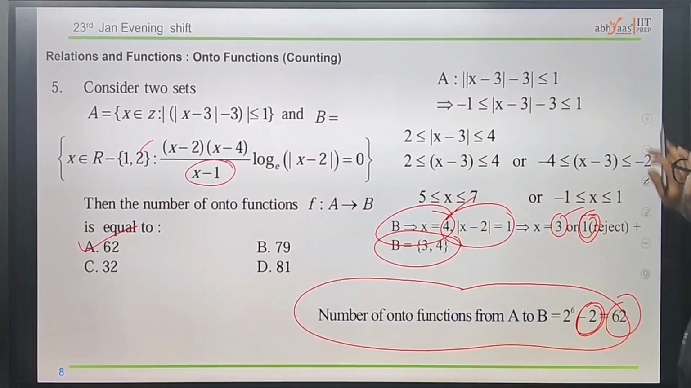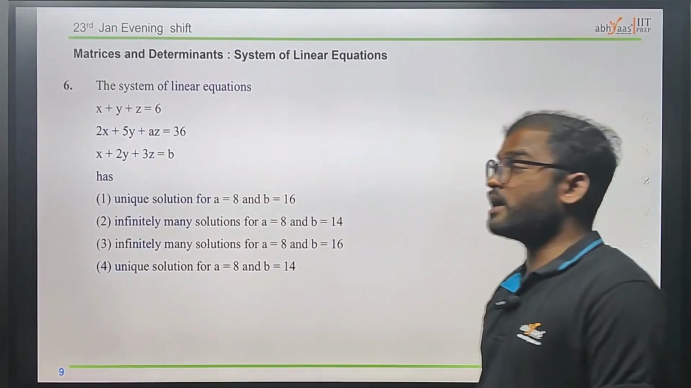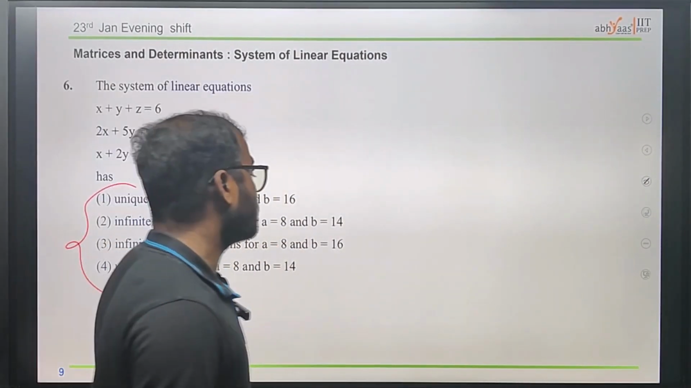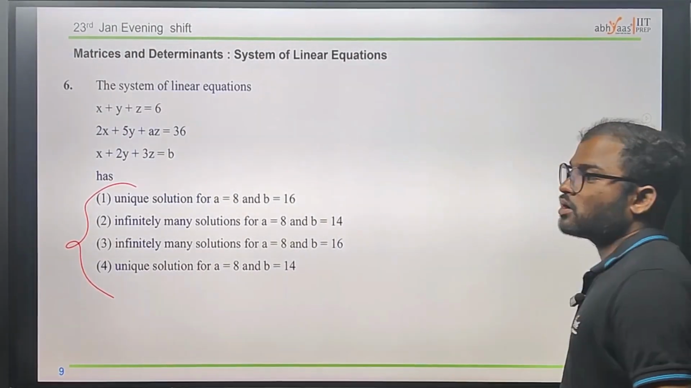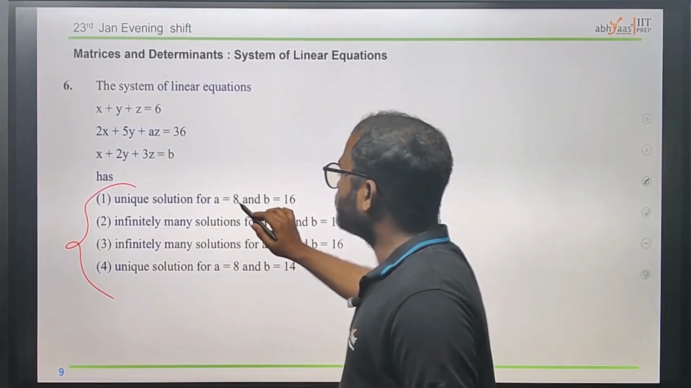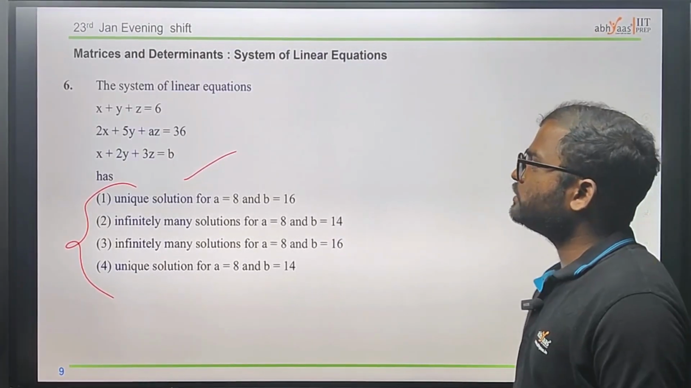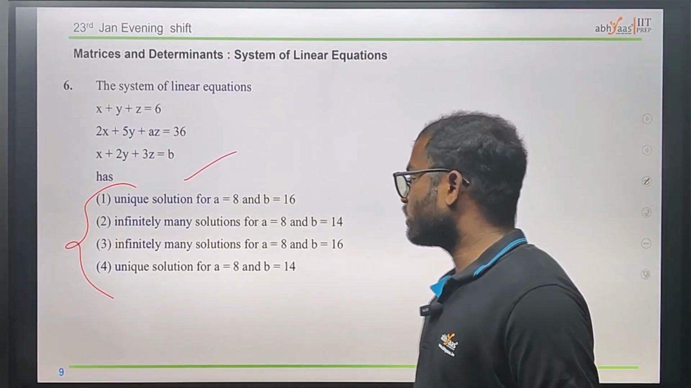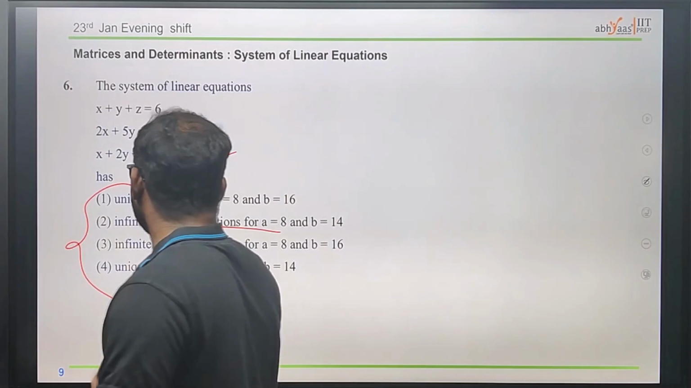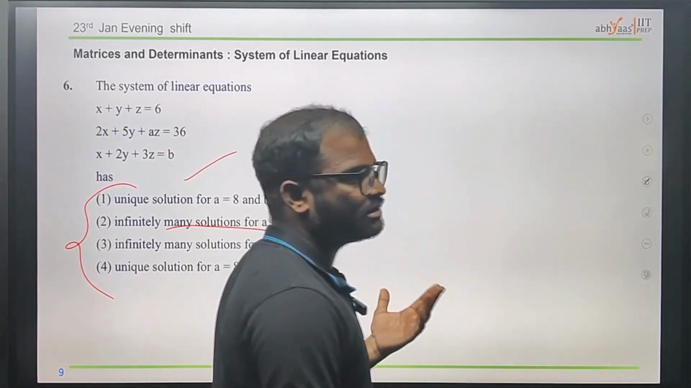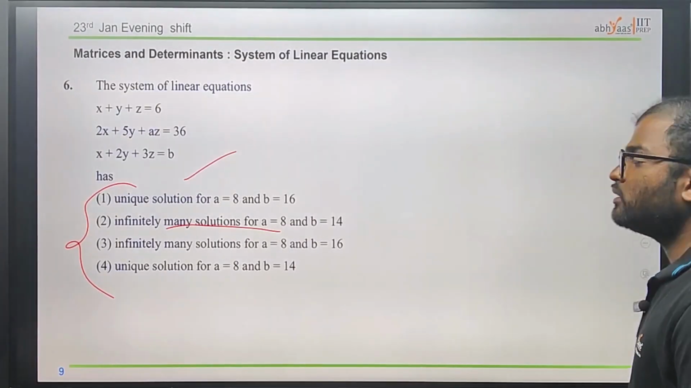Now from the next question we have matrices. See here they have given 4 options. It means we can say it is a lengthy process to check all these options. We have to check whether it is a unique solution. We know for a unique solution the determinant has to be not equal to 0. But for infinitely many solutions the determinant can be 0, but the rank must be less than or equal to 2.